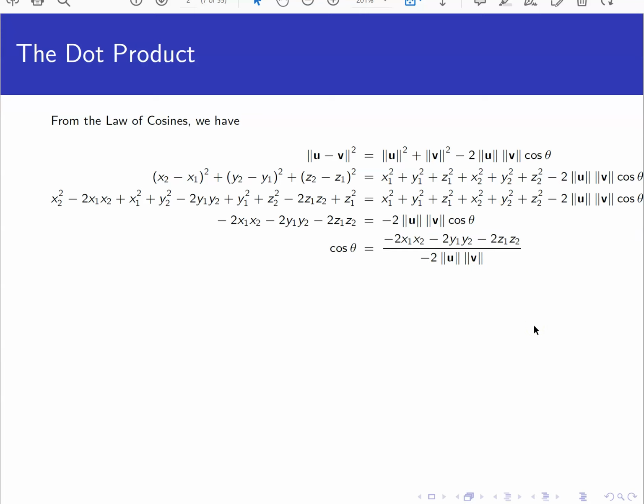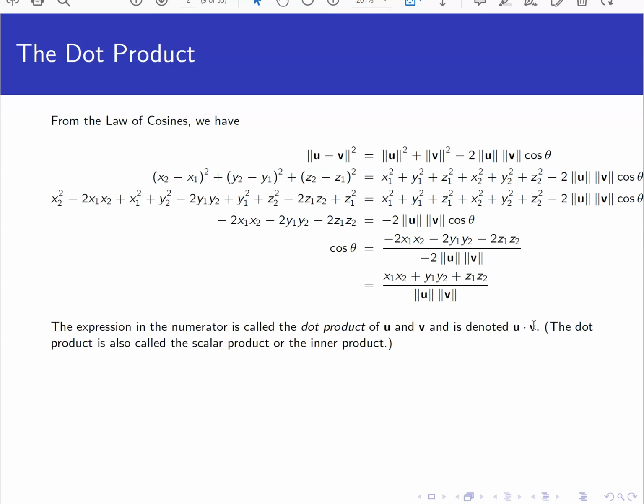Well, I can factor out a negative 2 on the left-hand side. Actually, first I divided here when I typed this up. But divide both sides to solve for cosine of theta. Remember, again, that's what we're trying to find, theta. I can factor out a negative 2 in the numerator and cancel it with the one in the denominator. So I'm left with x1x2 plus y1y2 plus z1z2 in the numerator.